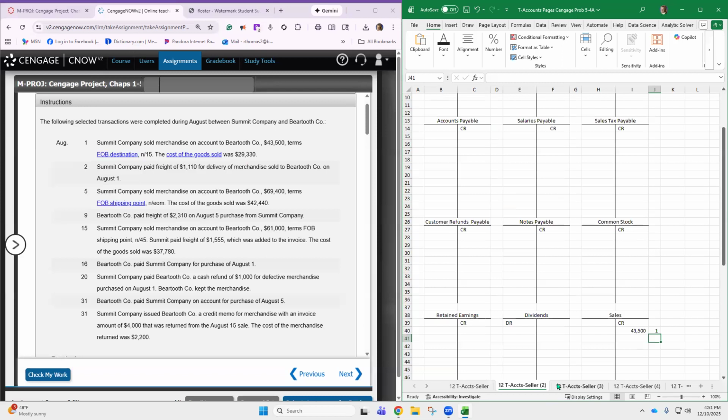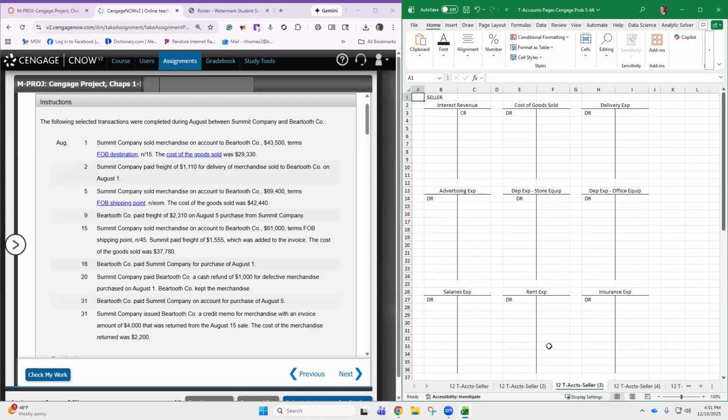So if you go to your third tab, you can put the cost. I'm going to put number 1 next to it because that's the first transaction. $29,330. Okay. And then the credit is going to go back to the first tab. The credit is going down in inventory. Okay. Because we're sending that to the seller. Okay. So these 4 amounts.